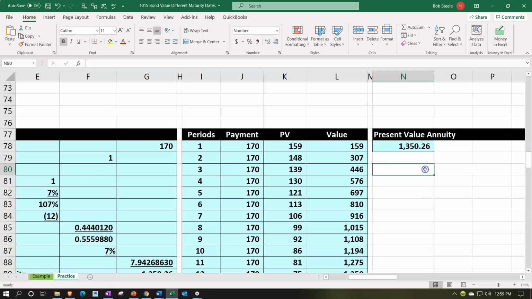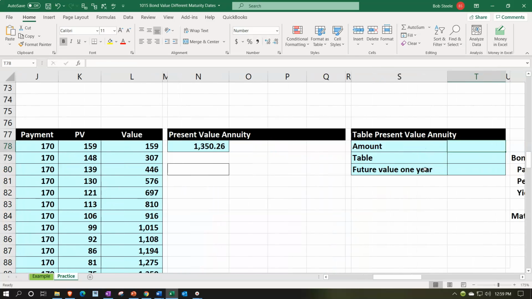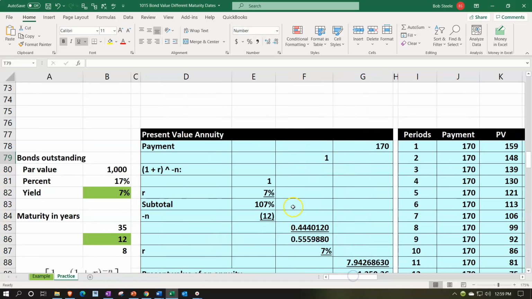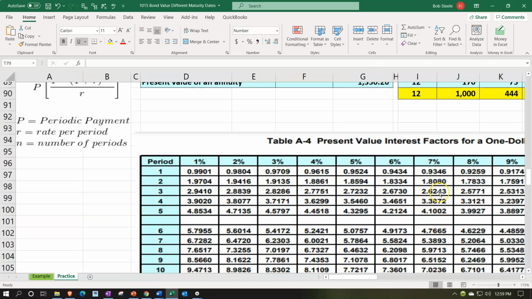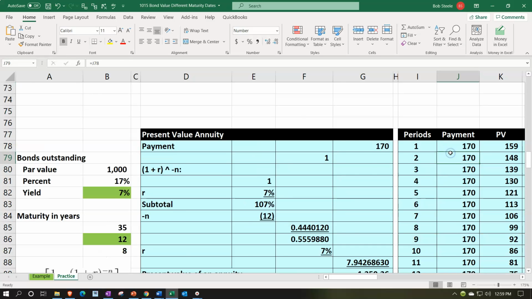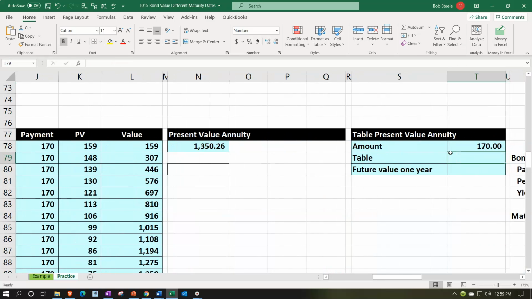We'll do this with the table now. Let's do it with the table. Time for the table, table time. That's going to be the 170, picking up the proper amount from the table. And we're now at the 7 and 12. 7 and 12, so there's the 7. There's the 12, 7.9427. Multiplying the 170 times the 7.9427, we get to the same result once again.